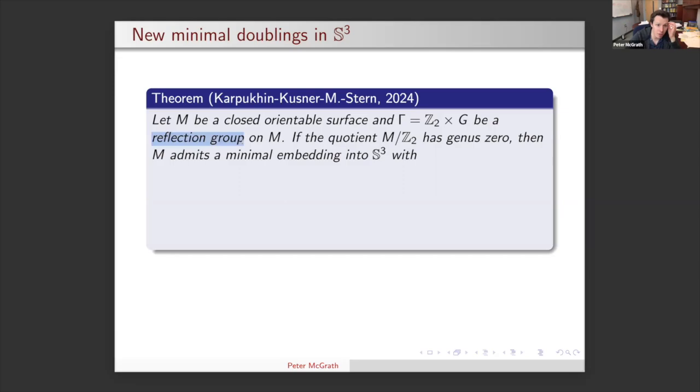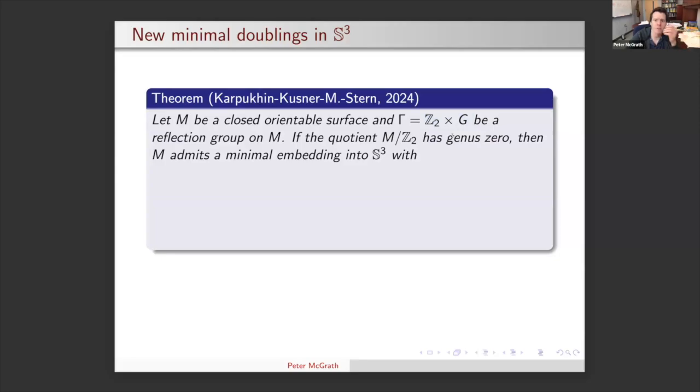I didn't put the definition here. Reflection group just means that it's a group generated by elements that are called reflections. For the purposes of the definition, reflection means that it's an involution, and the fixed point set of the involution separates M. So what you might think reflection should mean. So we have a group like that acting, and the only assumption we have is that the quotient by the Z2 factor in the group has genus 0.